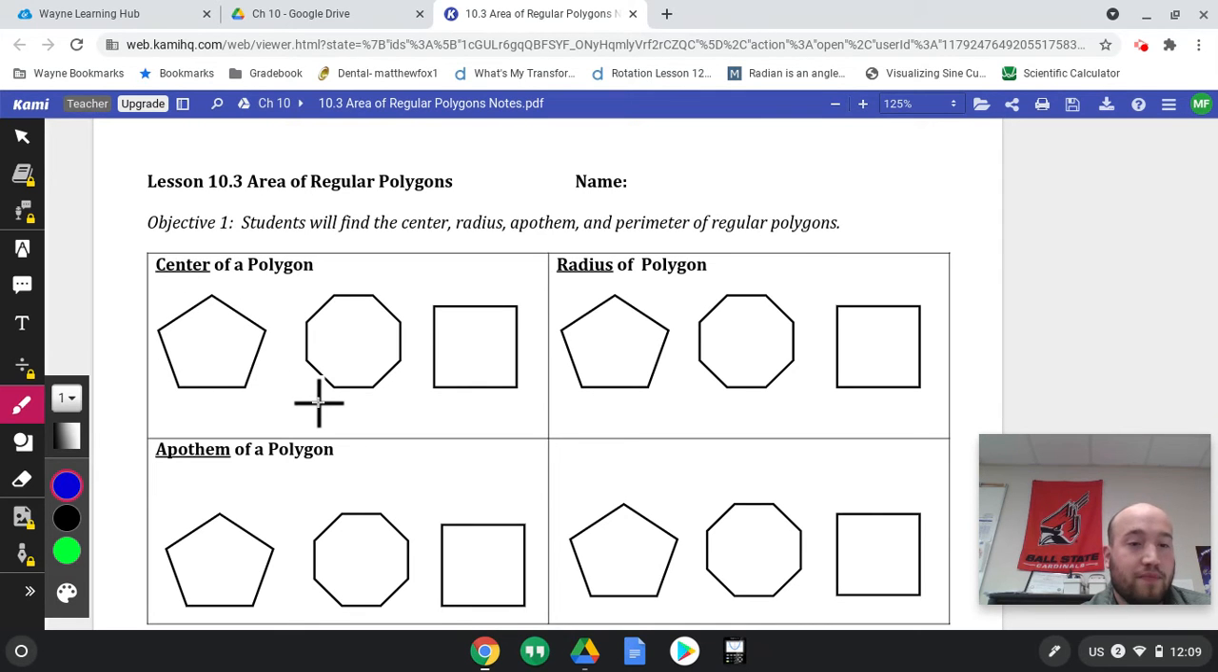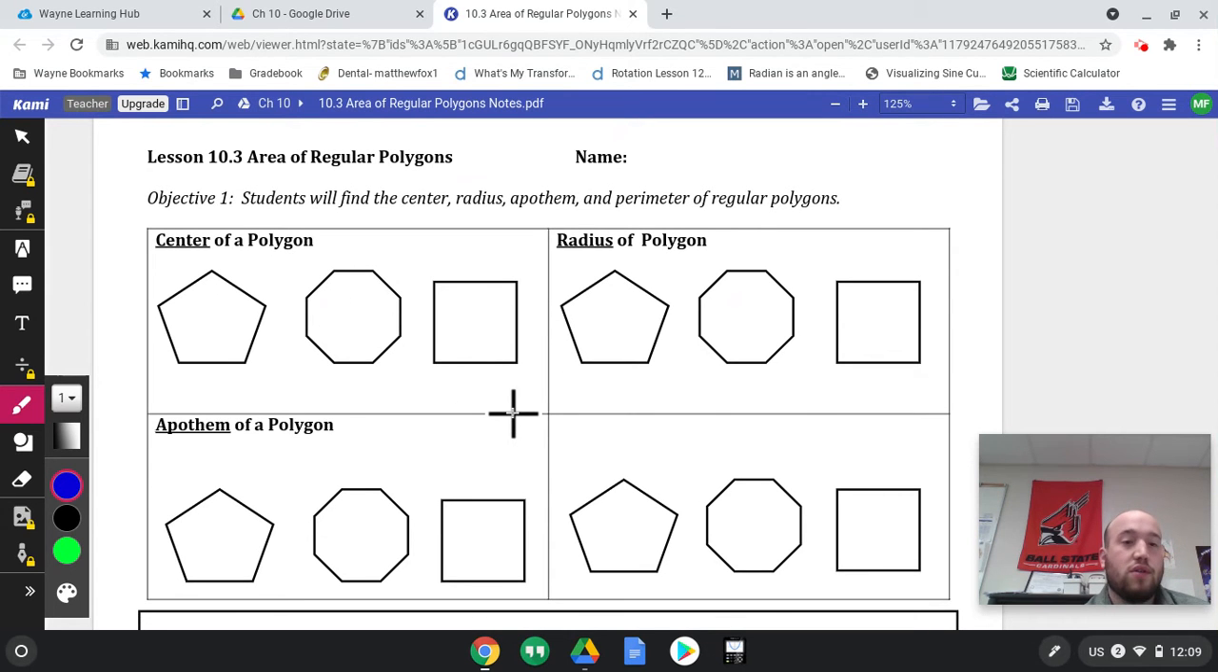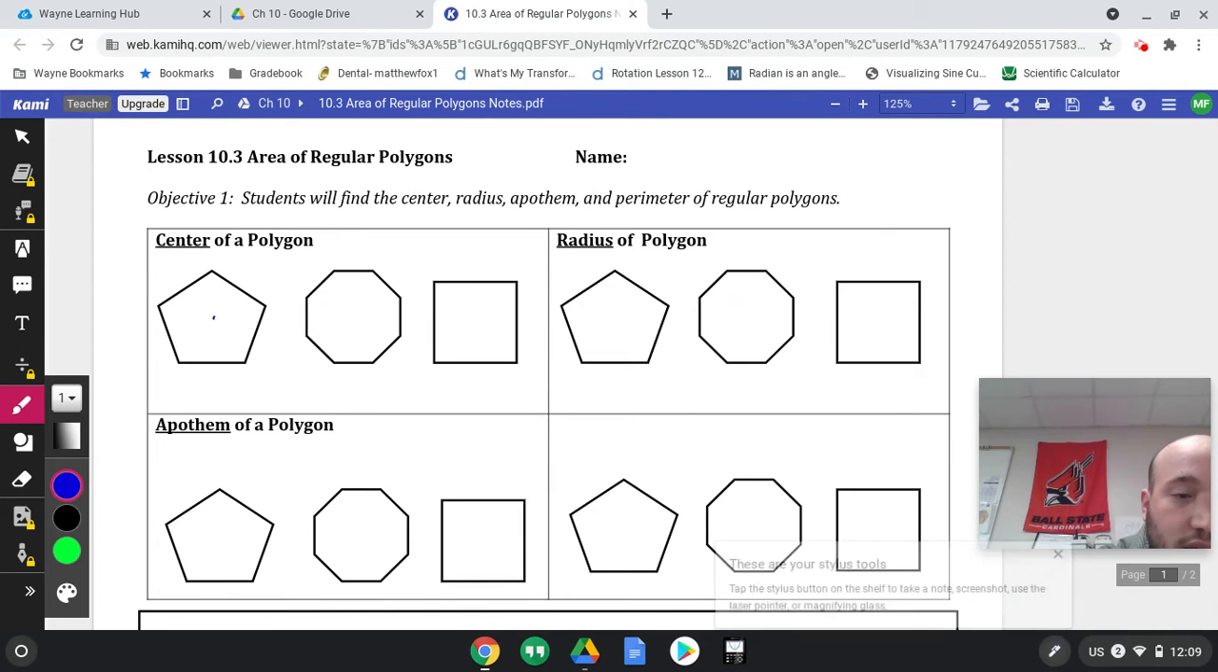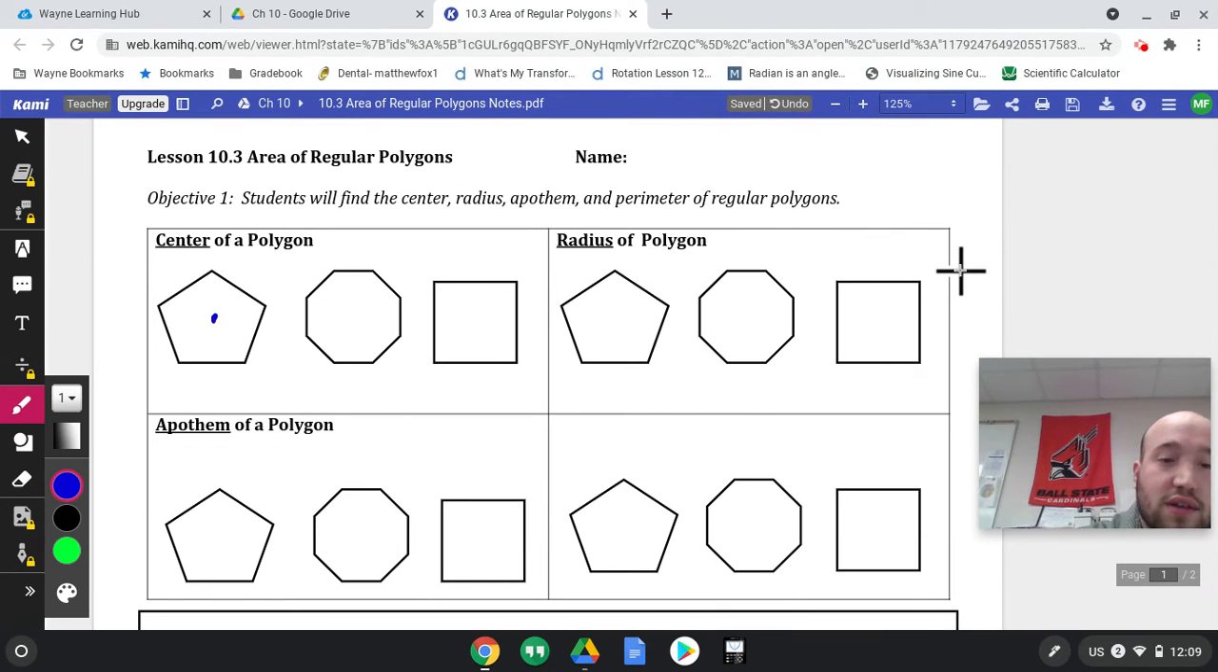Okay, so to start off though, we're just going to establish some different parts of it. The first thing I want to talk about is the center of each of these polygons. Okay, this should be very easy for you. We know the center. We know what that word means. So let me get rid of that. Okay, we know the center is just in the middle. Okay, very easy. Okay, now the next word, radius.